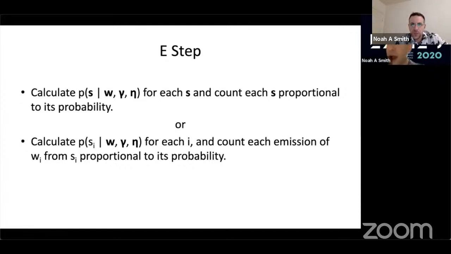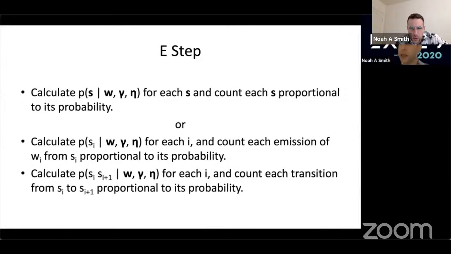The way we think about this in practice is we're calculating the probability over possible values of S_i for every position i, and counting every emission of word i from S_i proportional to its probability. And similarly for the transitions. We calculate the posterior probability of every consecutive state pair at every position i, and count each transition from S_i to S_{i+1} proportional to its probability. This is much more manageable because there's only a polynomial set of things that we have to enumerate, states and state pairs at each position, rather than full sequences, which, as we remember, explode exponentially in the length of the sequence.